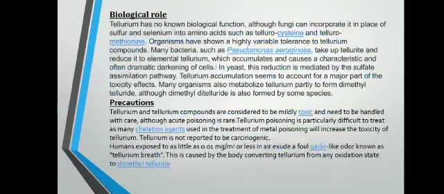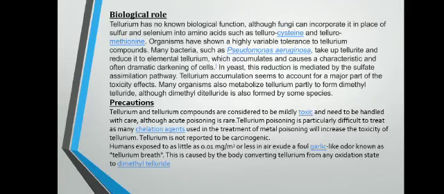Next is biological role. In the biological field, we are going to discuss what role tellurium plays. Tellurium has no known biological function, although fungi can incorporate it in place of sulfur and selenium into amino acids such as tellurocysteine and telluromethionine. Organisms have shown a highly variable tolerance to tellurium compounds. Many bacteria, such as Pseudomonas aeruginosa, take up tellurite and reduce it to elemental tellurium, which accumulates and causes a characteristic and often dramatic darkening of cells. In yeast, this reduction is mediated by a sulfate assimilation pathway. Tellurium accumulation seems to account for a major part of the toxicity effects. Many organisms also metabolize tellurium partly to form dimethyl telluride, although ditelluride is also formed by some species.